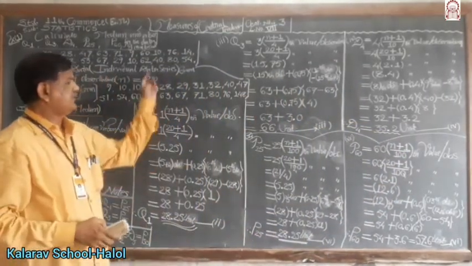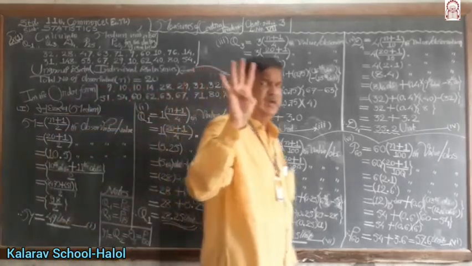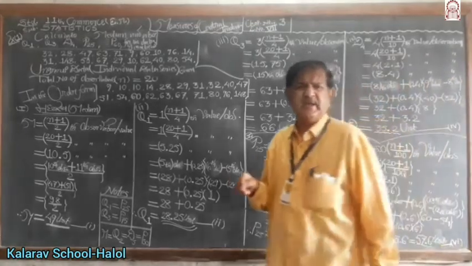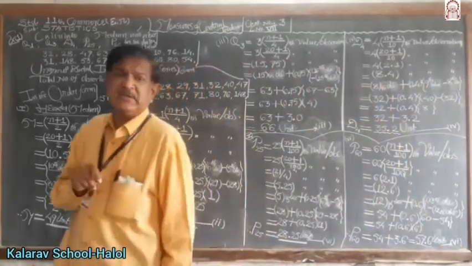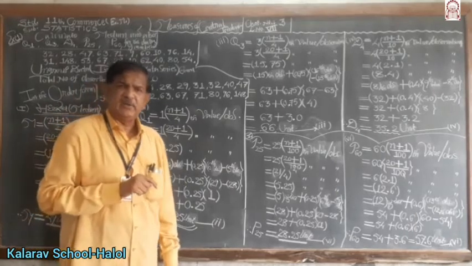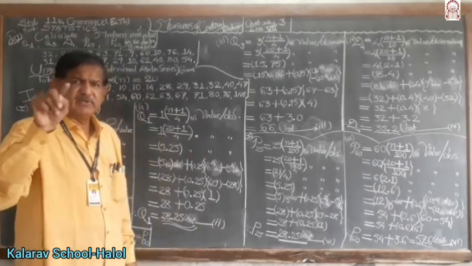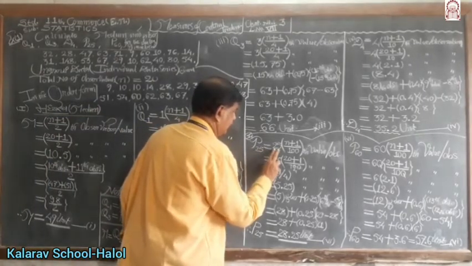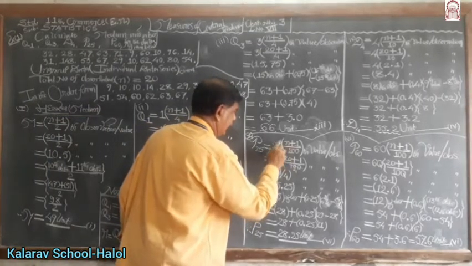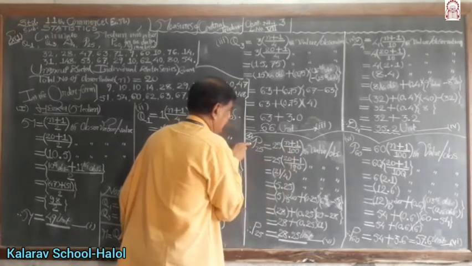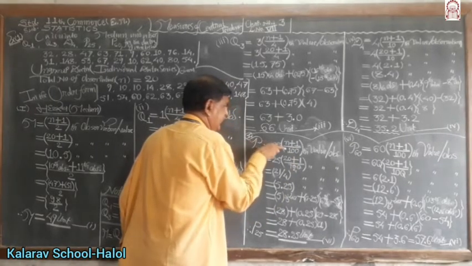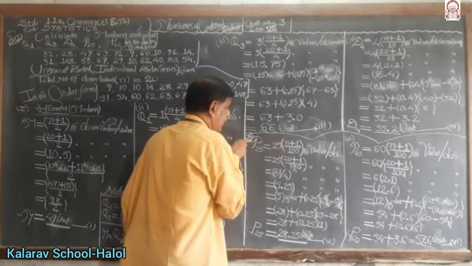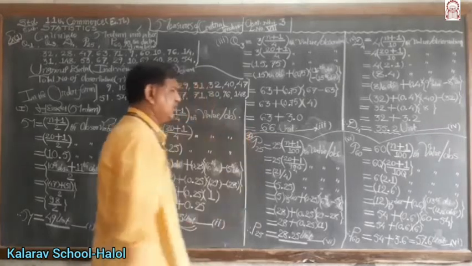Now P25, the percentile. Quartiles divide an array distribution into 4 equal parts. Deciles divide an array distribution into 10 equal parts. Similarly, percentiles divide an array distribution into 100 equal parts. For P25, outside the bracket there is 25, inside the bracket n plus 1 upon 100, because the function of percentile is to divide the array distribution into 100 parts. Therefore, there is 100 in the denominator for computing percentiles.